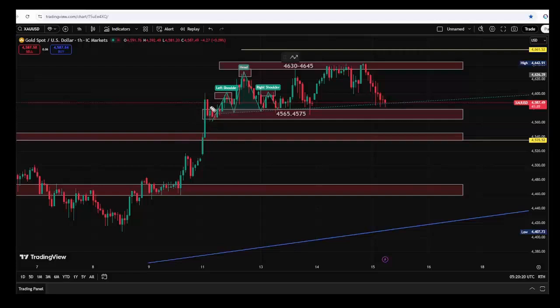So right at the start, as we can see, gold has been moving within this support and resistance zone for quite some time now. So now the question is, will gold continue to move by following this support and resistance zone, or will it break through and move downward? We will try to understand that in this video.